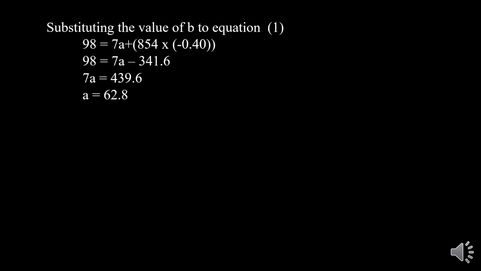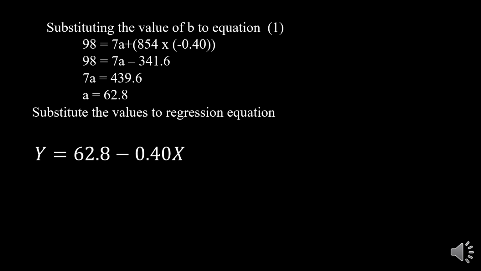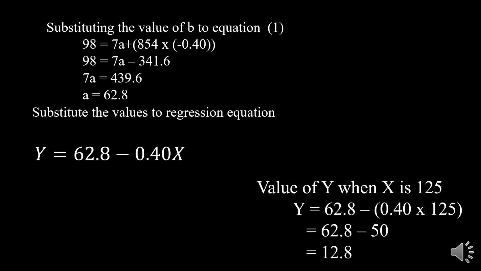So now we got the values of a and b, and we can substitute these values into the equation, so the equation comes like this: y = 62.8 minus 0.40x. At the end, the problem asks us to find the value of y for a given value of x. So the value of y when x = 125. y = 62.8 minus 0.40 into 125, so y = 62.8 minus 50. Therefore the value of y is 12.8.